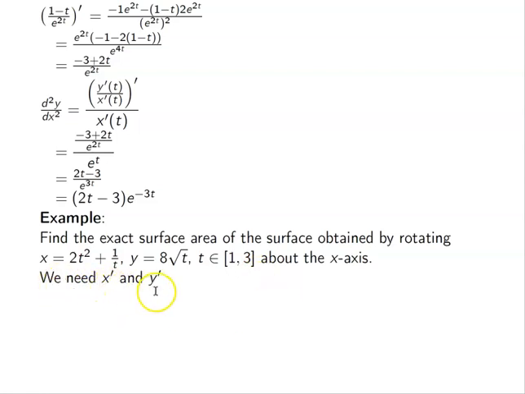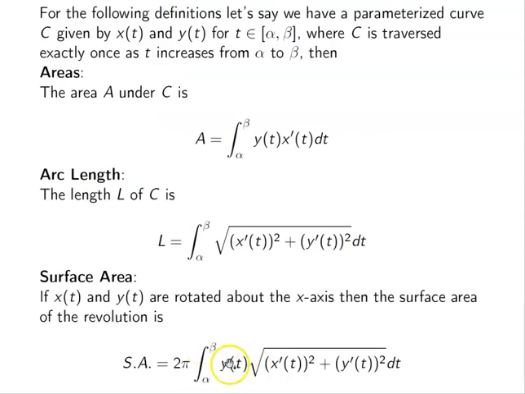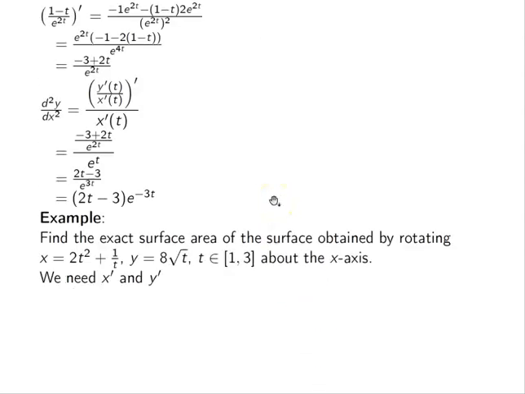So we need x prime and y prime, right? Because again, the formula is 2 pi times y of t, which we have, but we need x prime and y prime, and we need to square them and add them together. So first things first, let's find their derivatives, and then we can worry about squaring them. So for x prime, the derivative is really easy. This is going to be a 4t. This is 1 over t, which is the same thing as t to the negative 1. It's basically just power function derivatives here. So 4t minus t to the negative 2.